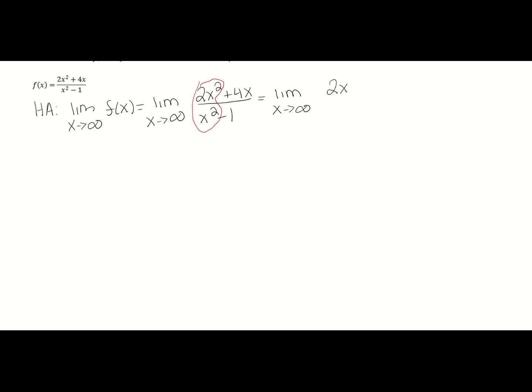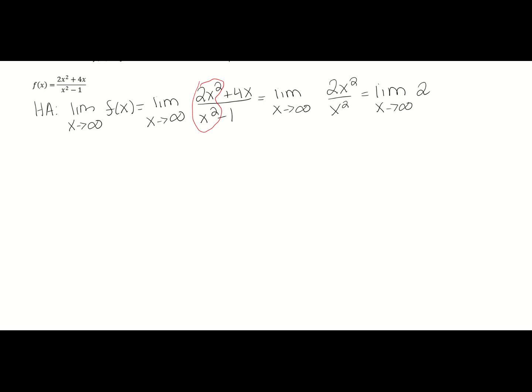So I'm going to do the horizontal asymptote first. I'm going to have the limit as x goes to infinity of f of x. This is going to be the limit as x goes to infinity of 2x squared plus 4x over x squared minus 1. But when I look at infinity, the leading terms are what I want to look at. So this is going to give me the limit as x goes to infinity of 2x squared over x squared. But that simplifies, they both have an x squared. So this is the limit as x goes to infinity of the number 2.